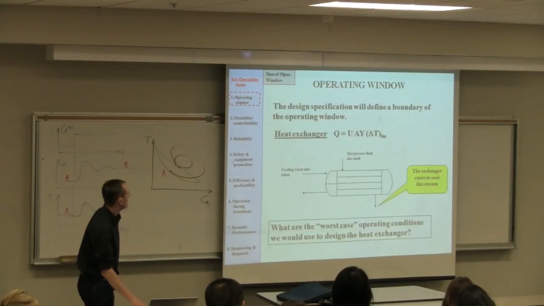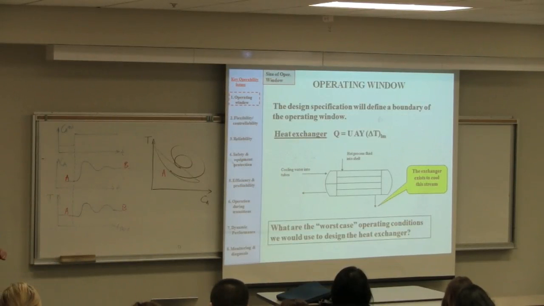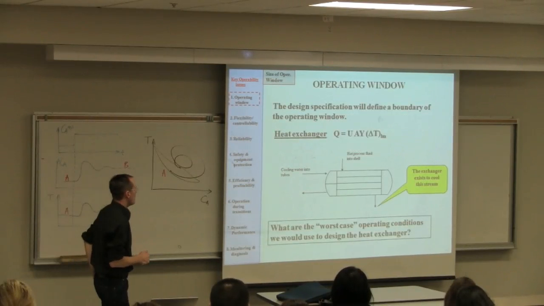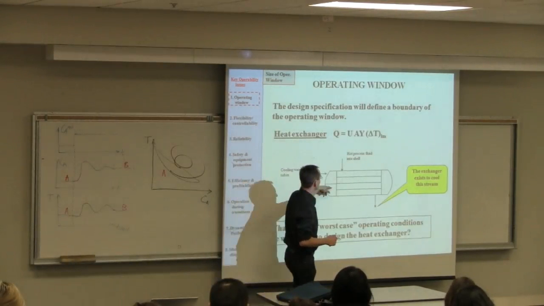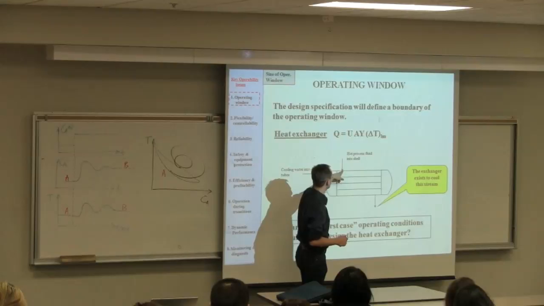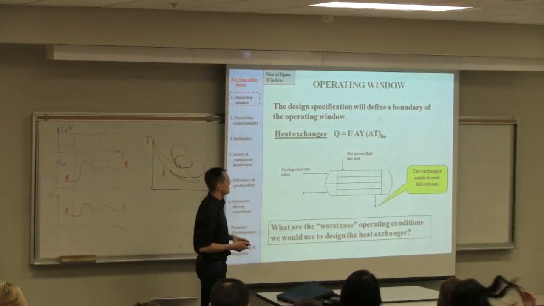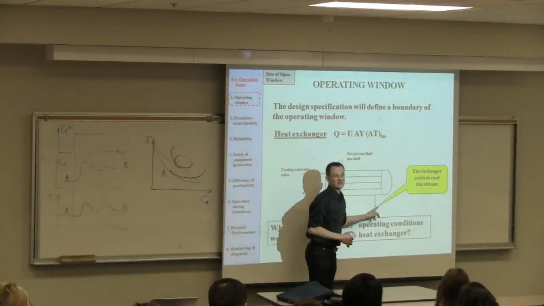So let's take a look at the heat exchanger. We'll look at a few more case studies. Here we have a heat exchanger, cooling water coming into the tubes and then leaving again. And then we've got our hot process fluid coming in on the shell side and leaving over here. The purpose of this exchanger is to cool this hot stream down to a specific outlet temperature T.